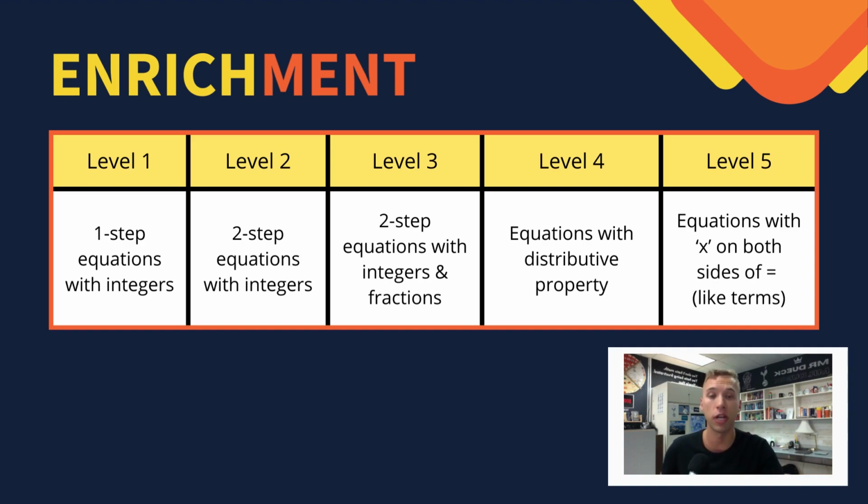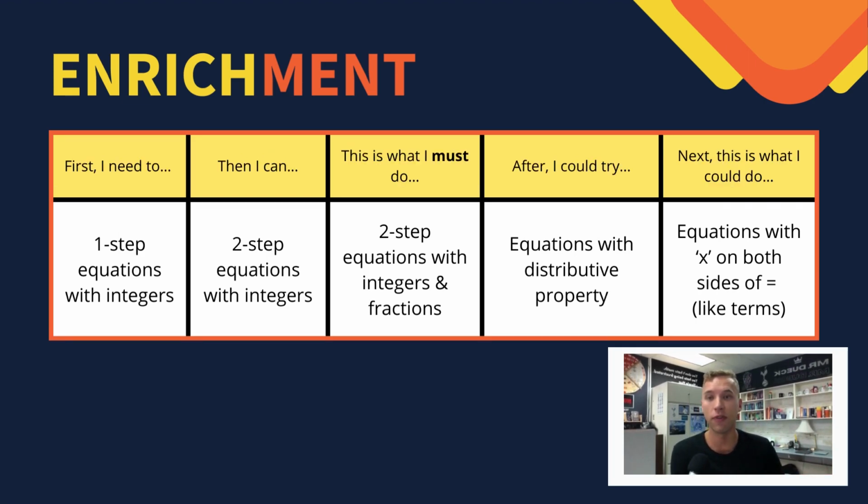You could give the students a learning map that would look a little bit different than this, especially if you don't like the word levels. Here it could say, first I need to solve one-step equations. Then I can solve two-step equations. This is what I must do, two-step equations with integers and fractions. After, I could try equations with the distributive property. Next, this is what I could do, equations with x on both sides, combining like terms. Altogether, you begin to push students forward and motivate them to whatever level it is that they need to do.